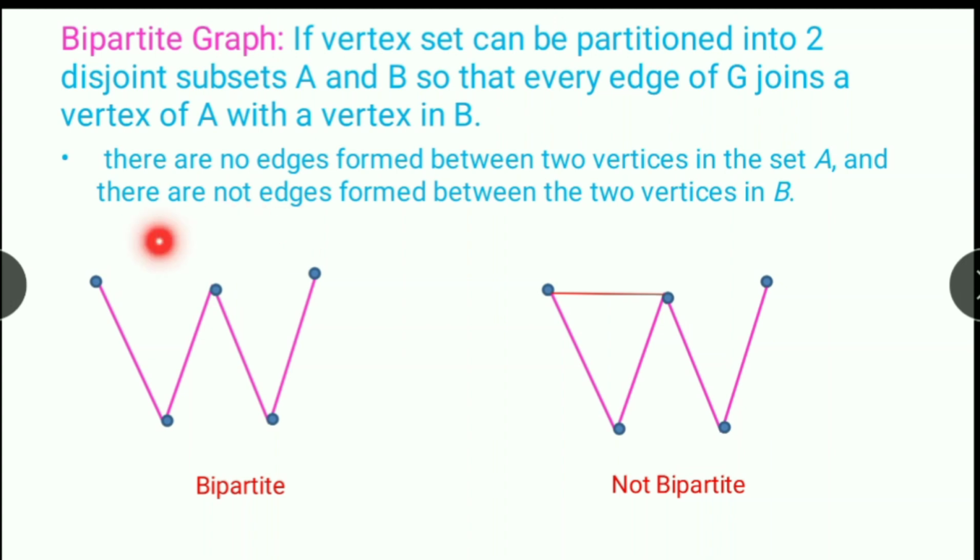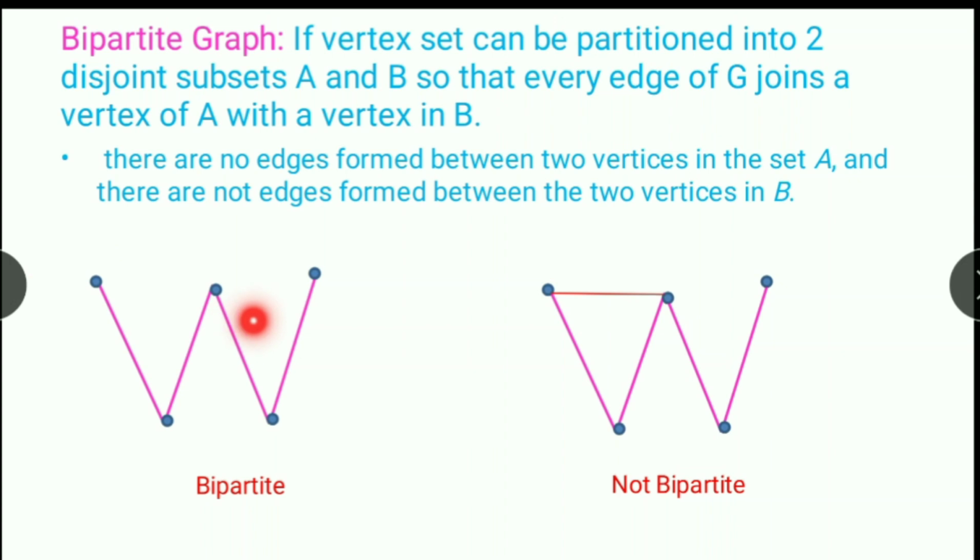For example, in this graph we have 5 vertices. We have divided those 5 vertices into subsets of 3 vertices here and 2 vertices here, so that some vertices from this set are joined to some vertices of the other set. Such a graph is called a bipartite graph. In a bipartite graph, if there are 2 vertices in set A, then those 2 vertices will not be joined together. So this is not a bipartite graph, because here you can see 2 vertices of the same subset are joined with each other.